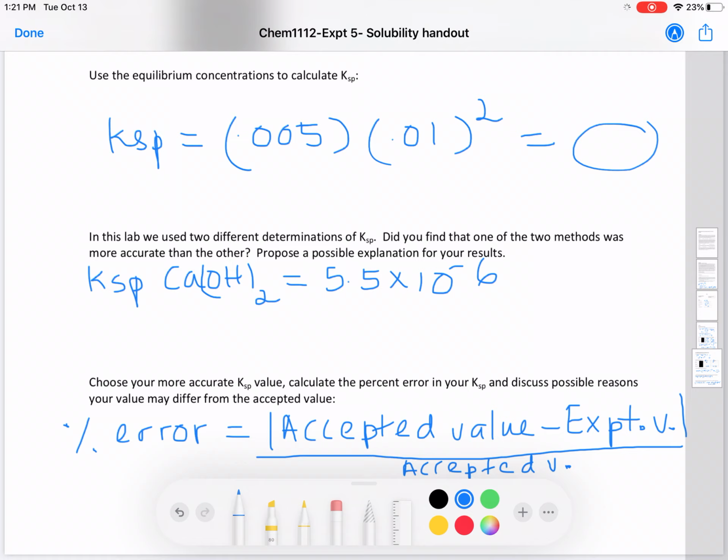So your accepted value is going to be 5.5 times 10 to the negative 6, and then the experimental value is one of the two Ksp values that you calculated, which is closer to the accepted value. Once you get this, you first subtract and then divide by the accepted value, and then you multiply that by 100 to give you the percent error. That's how you calculate the percent error.